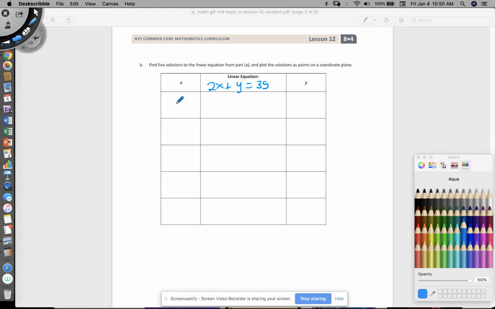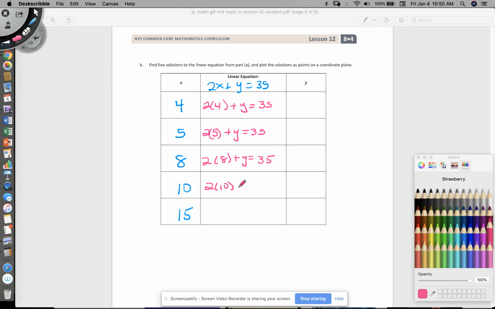And you can pick whatever numbers you want. I'll just show you. I can pick completely random numbers. I'm going to say 4, 5, 8, 10, 15. All right, so here we go. We have 2 times 4 plus y equals 35. 2 times 5 plus y equals 35. 2 times 8 plus y equals 35. 2 times 10 plus y equals 35. And finally, 2 times 15 plus y equals 35.